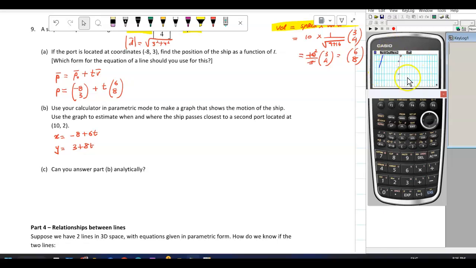So where will be closest? Now the closest distance will be the perpendicular distance basically. So what is happening is, you have a line like this. This is your point 10,2. This is where it started from. This is the equation of the route that the ship will take. The closest distance will be the perpendicular distance.